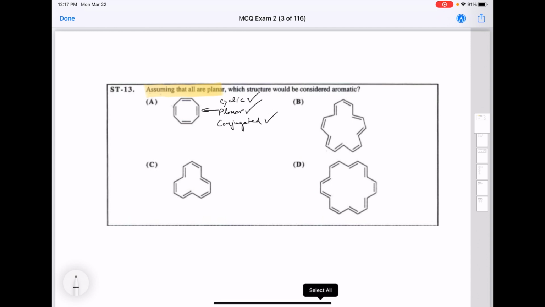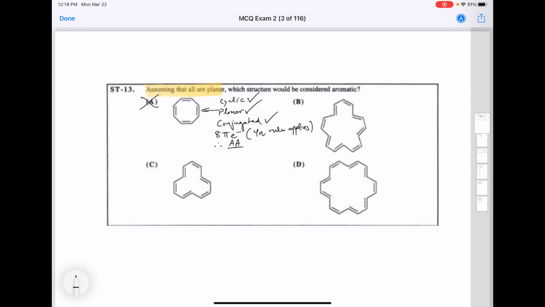And we also see that there are 8 pi electrons. And since 8 is a multiple of 4, the 4n rule applies. So that means that we have an anti-aromatic structure for A. So A cannot be the right answer.